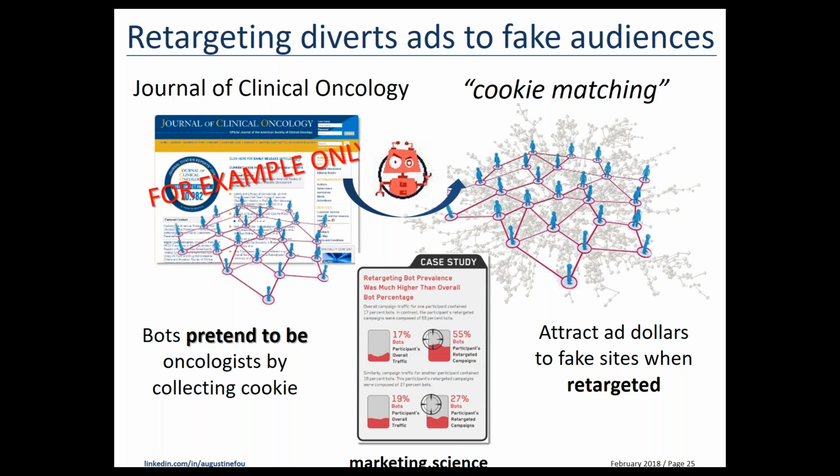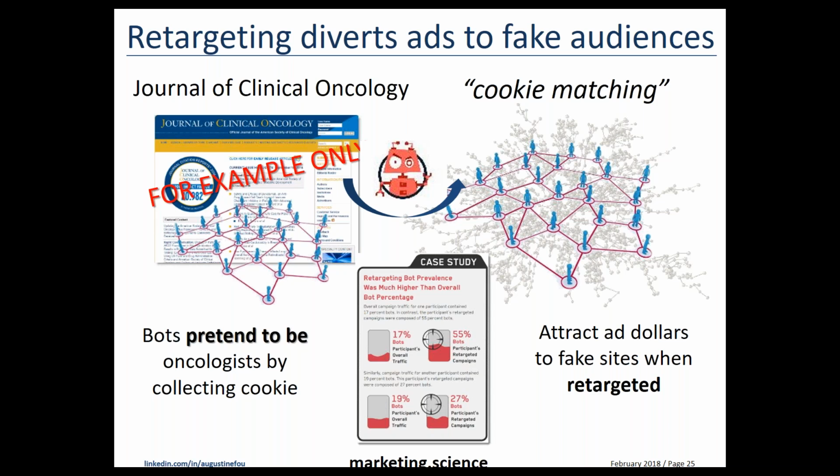So what the bad guys do is they will have one of their bots visit a site like Journal of Clinical Oncology to pretend to be an oncologist, right? Because we think that people who visit the site are real oncologists. But when the bot visits the site first and then goes elsewhere, the concept of retargeting, right? So when they do cookie matching and say, oh, well, this cookie visited JCO before, and now they're showing up on this other programmatic exchange. Let's retarget that user with an oncology ad, right?